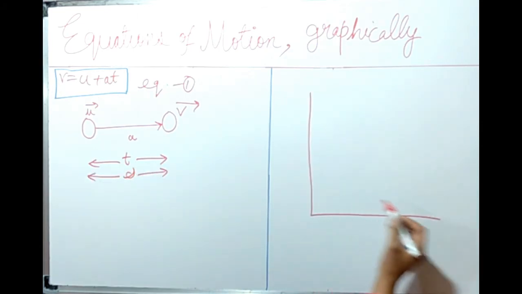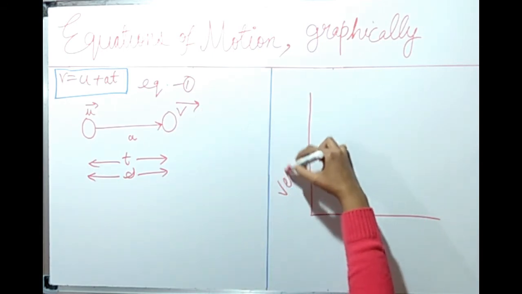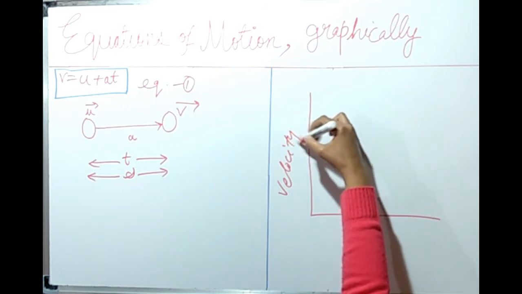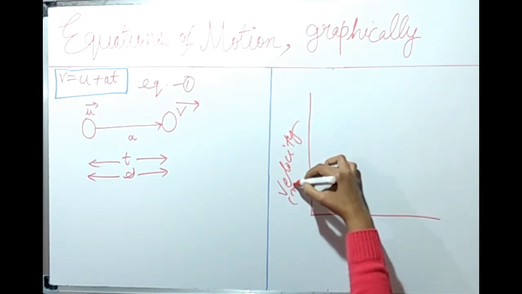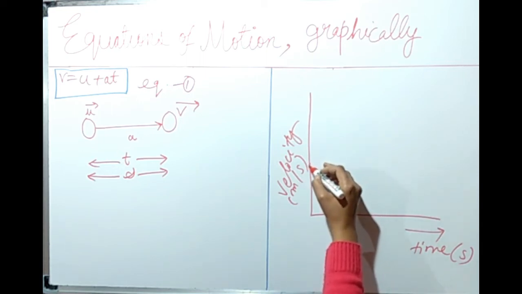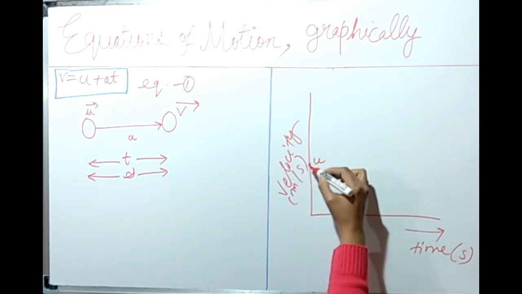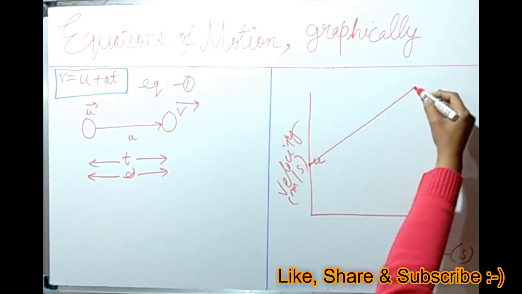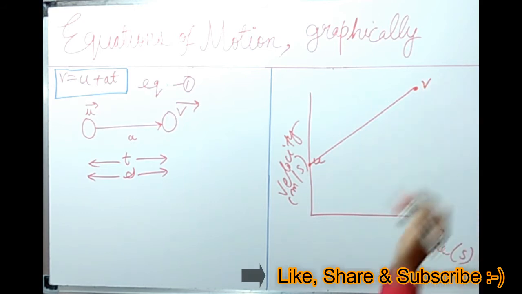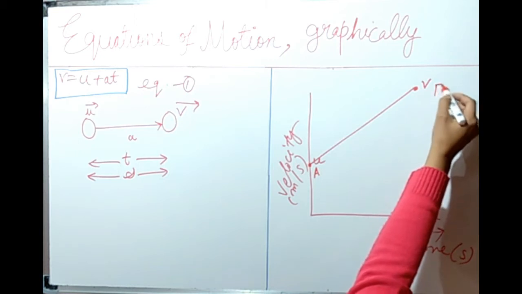We are taking a velocity time graph to derive this equation. On y-axis we are taking velocity in meter per second. On x-axis we are taking time in seconds. Object was initially moving with the velocity u, so we are marking this velocity on y-axis as u here, and final velocity attained is v. Let's say this point is A in the graph and this point is B.